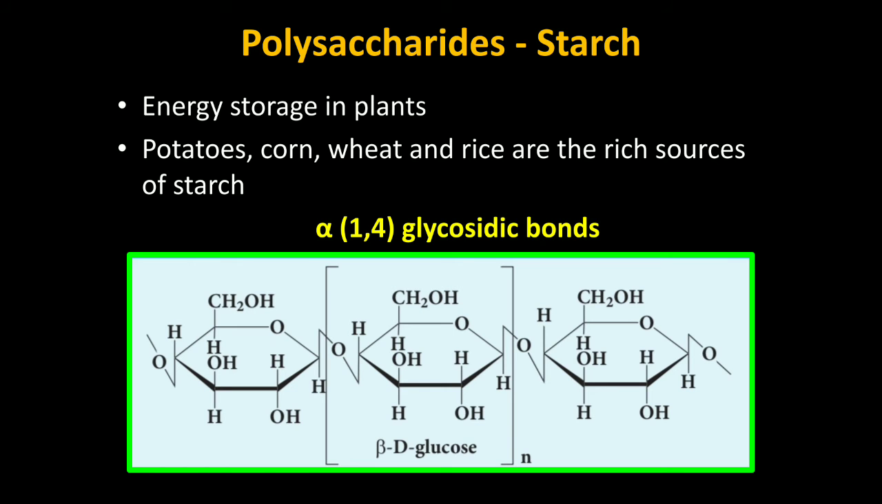So let us see the starch. Starch is used for energy storage in plants. Potatoes, corn, wheat, and rice are rich sources of starch. This is the structure of starch. It is a polymer of glucose, in which the glucose molecules are linked by alpha 1,4 glycosidic bonds.